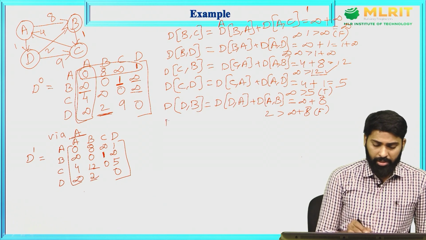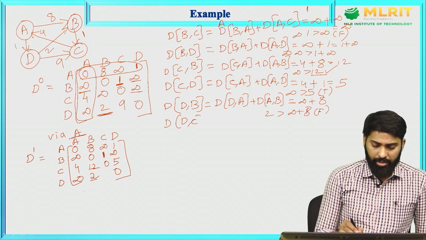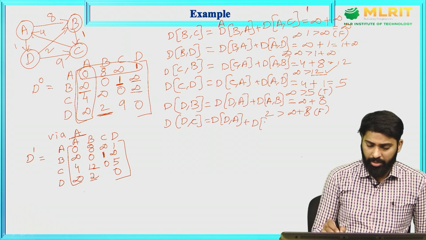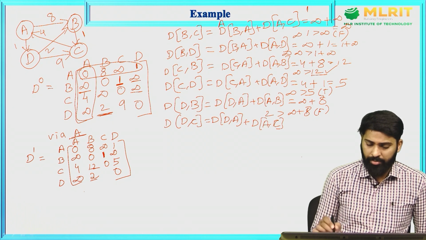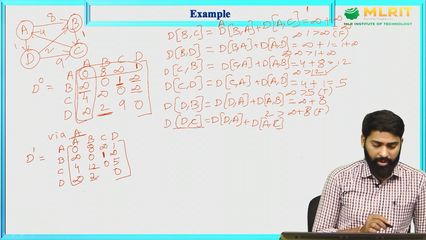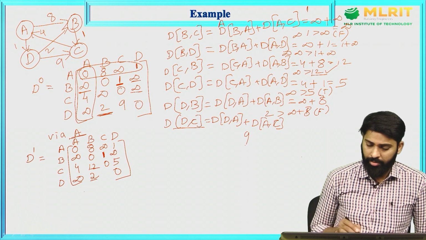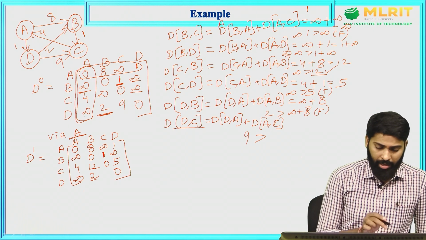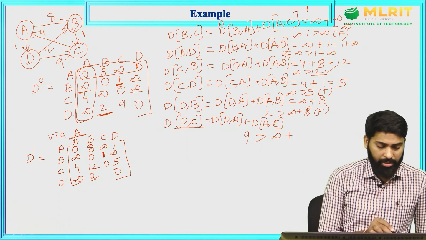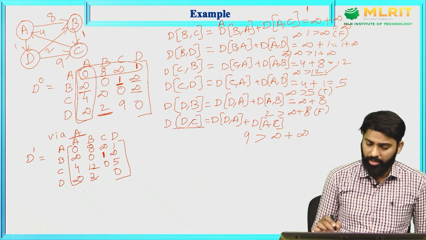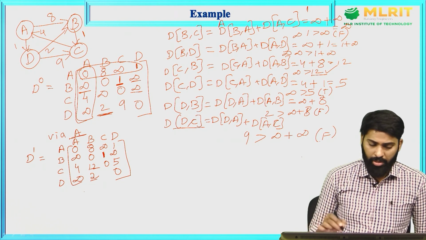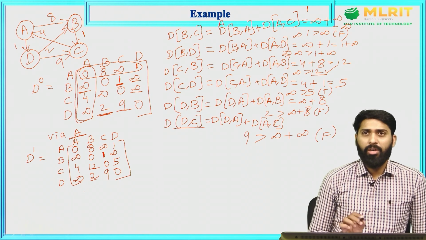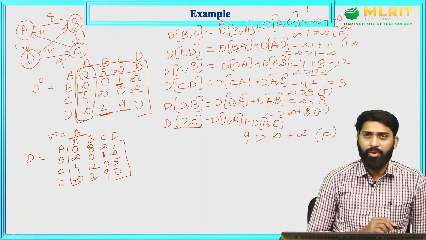So next entry, distance of D comma C. Distance of D comma A plus distance of A comma C. So what is the actual value of distance of D comma C? 9. 9 greater than distance of D comma A, which is infinity, plus distance of A comma C is infinity? So this is false. So I write same value 9. That's it. Okay. Now first iteration is over.